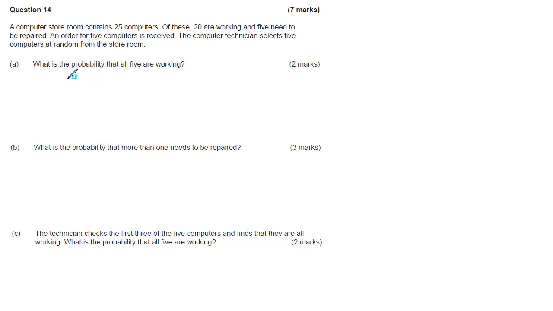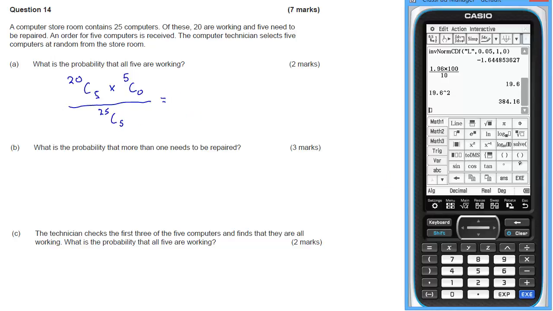So, from the 20 working computers, he must have selected 5 if they're all going to be working. And that means that from the 5 that are not working, he selected 0. Now we want a probability, so we need to divide by the total number of selections of 5 computers that we could have had. So we just need to calculate this. Let's just clear everything.